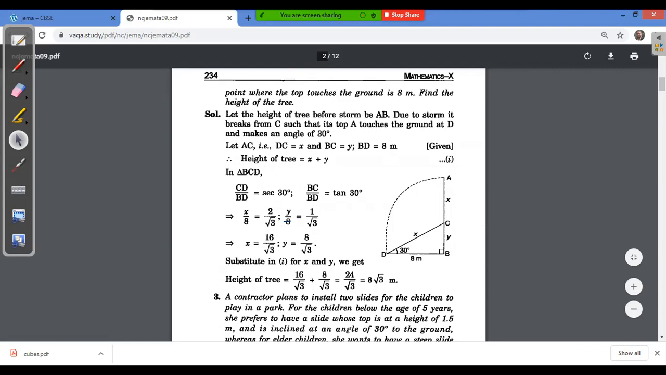Cross multiply, we get root 3x is 8. So the value of x will be 8 upon root 3 meters. So I've already got the value of x. Next, I have to find the value of y. And how do I find the value of y?